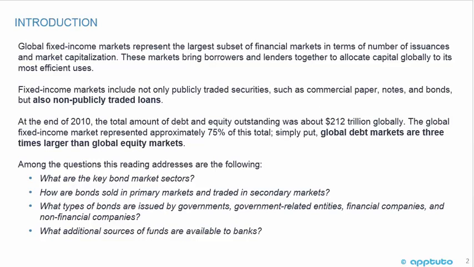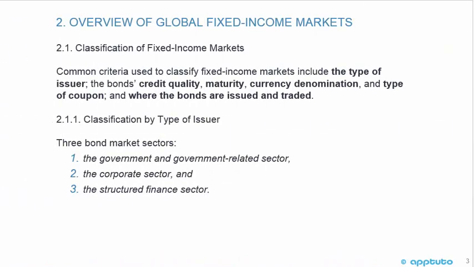bond market sectors? How are bonds sold in primary markets and traded in secondary markets? What types of bonds are issued by governments, government-related entities, financial companies, and non-financial companies? And what additional sources of funds are available to banks? Overview of global fixed income markets.